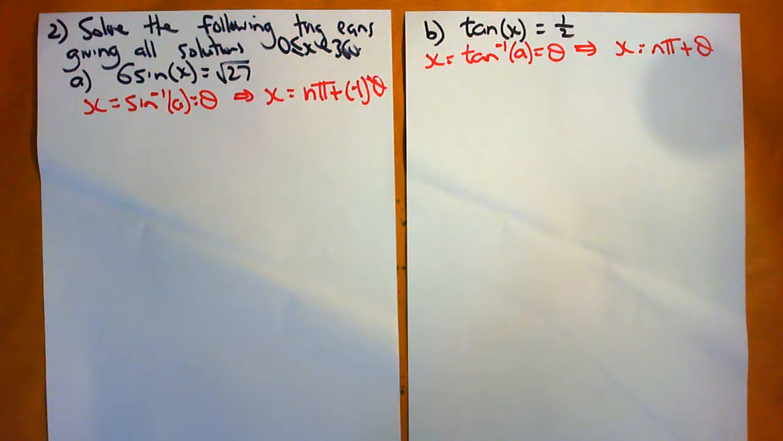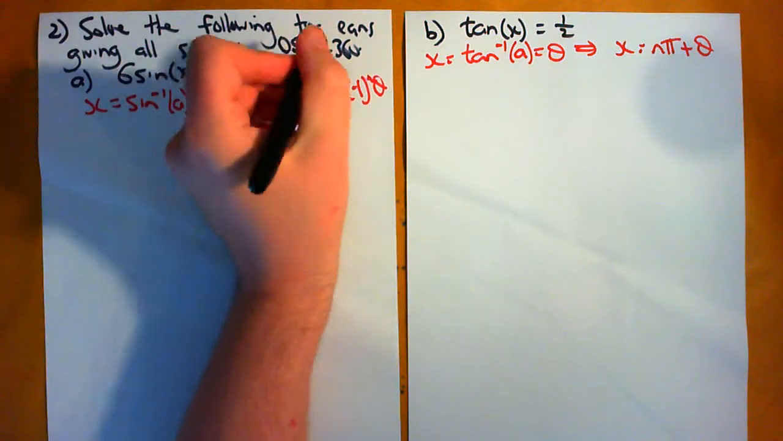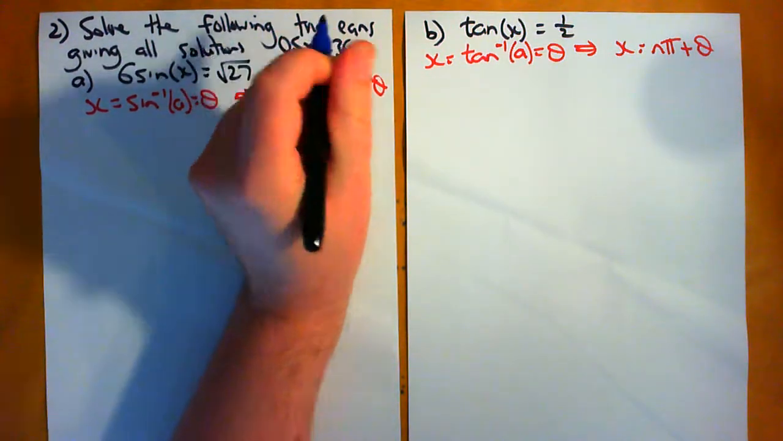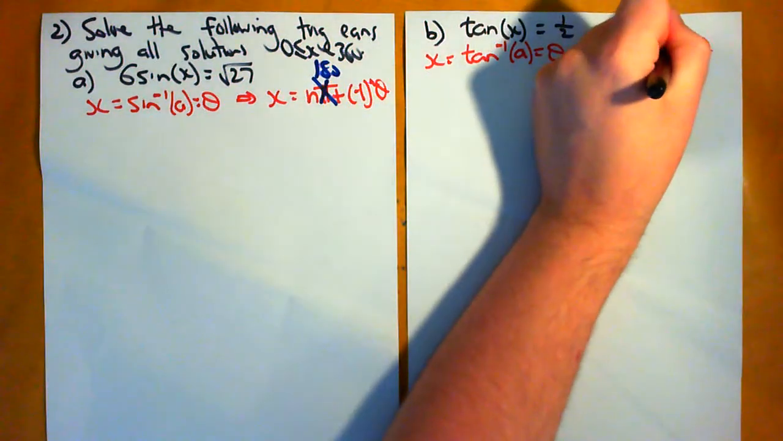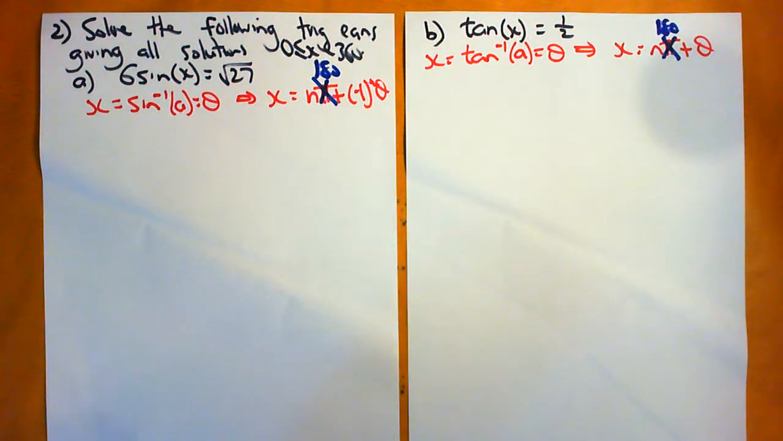Hello viewers, tutorial 10 question 2, and we're solving two trig equations. So we're asked to give all solutions between 0 and 360 degrees. That tells us that we should be working in degrees, and therefore in the formula the pi should be replaced with 180. So pi becomes 180 in the formula if we're working in degrees.